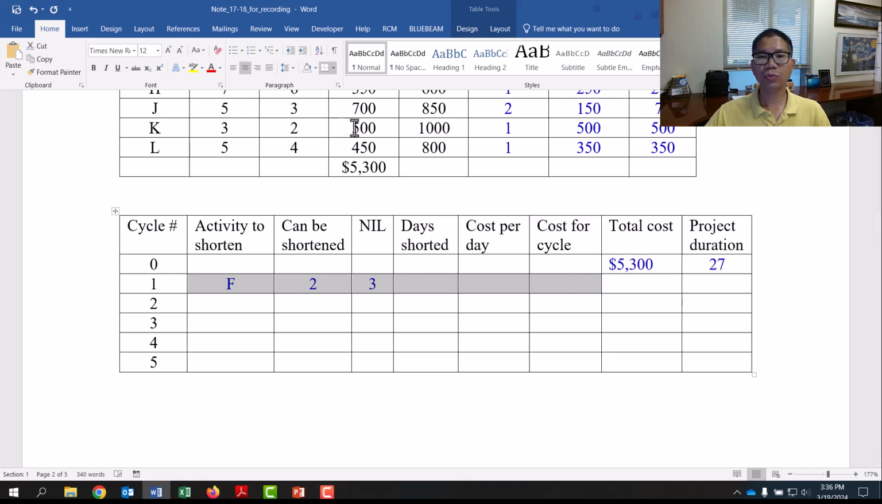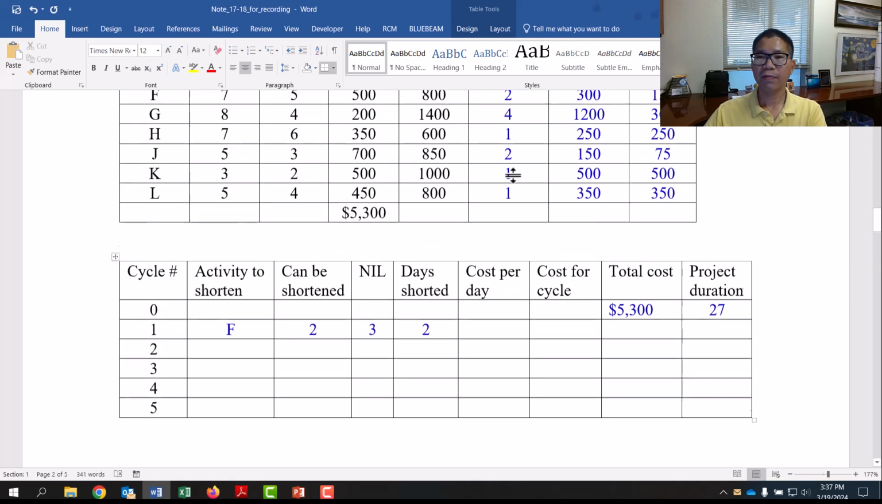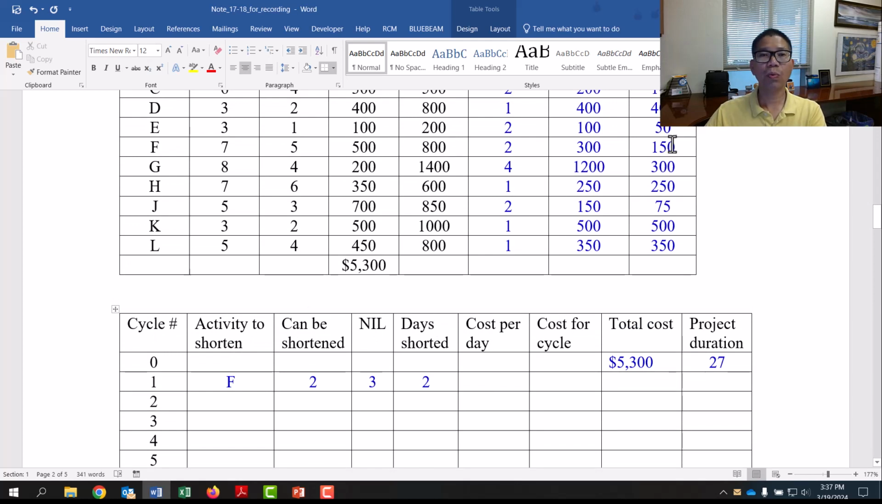So the days shortened is the minimum between 2 and 3. Activity F, I can shorten a maximum of 2 days. The network interaction limit is 3. The minimum of those is 2. Cost per day for activity F is 150. Cost per cycle, shortened 2 days at 150, gives you 300.